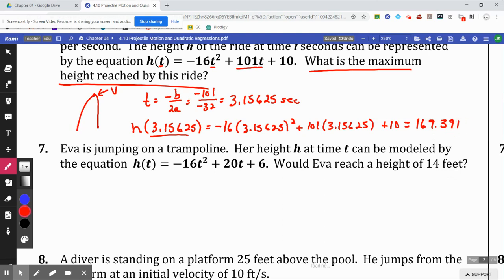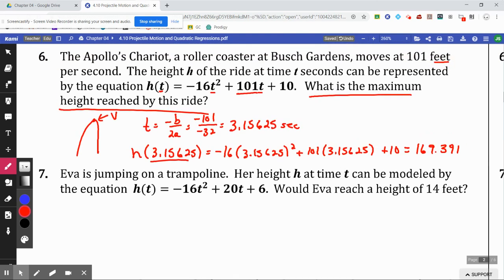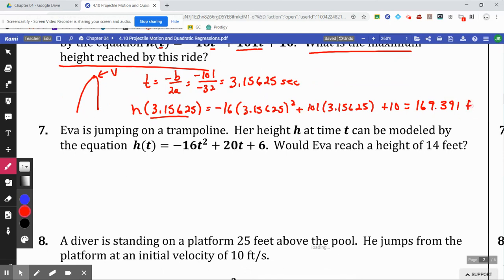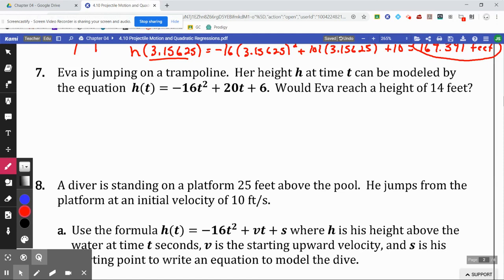169.391. And I believe that was in feet. Since this was in feet per second, then this would have to be in feet. And that is a rounded answer there. Okay, number 7. Eva is jumping on a trampoline. Her height at time t can be modeled by this equation.